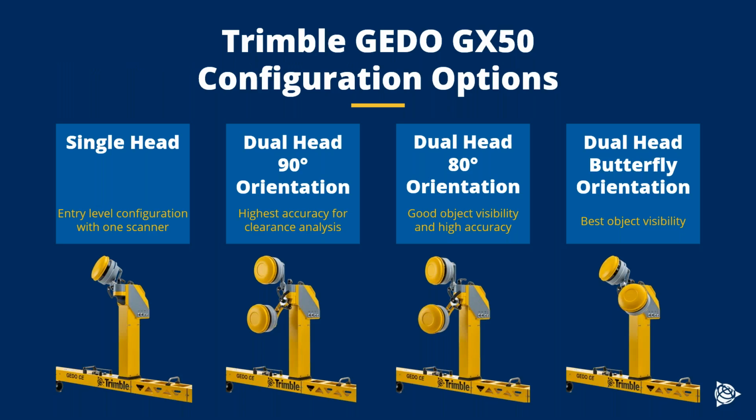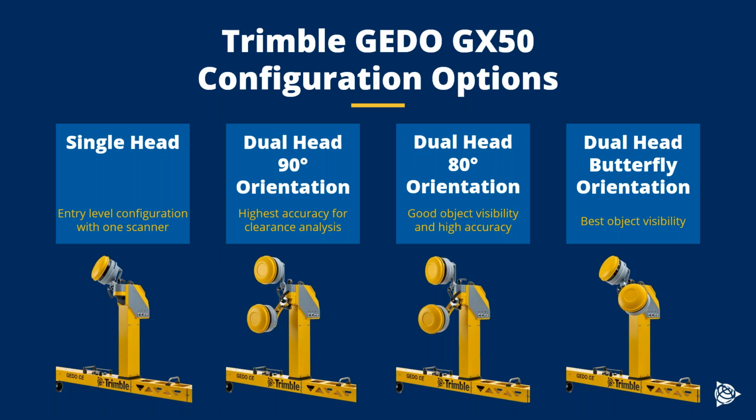So this slide provides you with an overview of the different configuration options, starting off with a single head laser scan configuration, which is an entry level configuration with one scanner. If you have the dual head scan configuration, they can be mounted in a 90-degree orientation. That 90-degree orientation is optimized for the highest accuracy you can achieve.